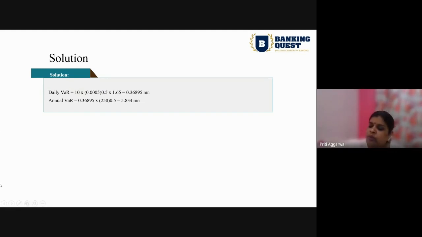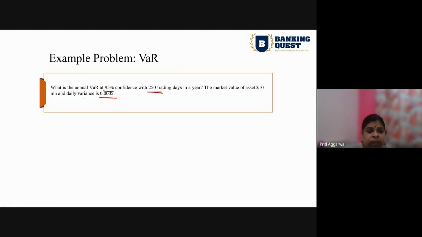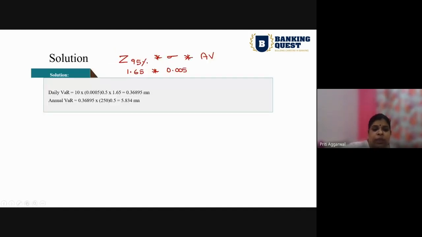So what I am doing over here, friends, is calculating the VAR. Daily VAR I first calculate using the same formula: the Z score at 95% confidence interval, multiplied with the standard deviation and with your asset value. The Z score for 95% confidence interval is 1.65, and then the standard deviation given to you is 0.005. Actually, they have given you a variance. So if I have to calculate the standard deviation, I have to take the square root of the variance.